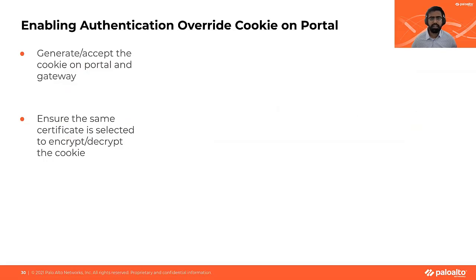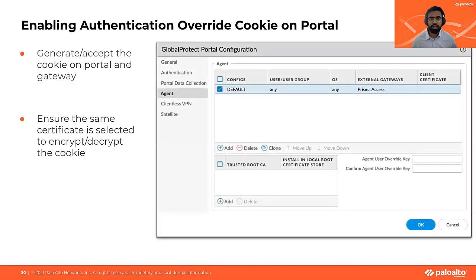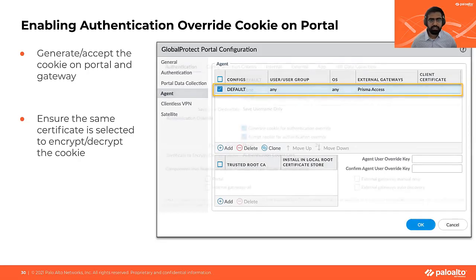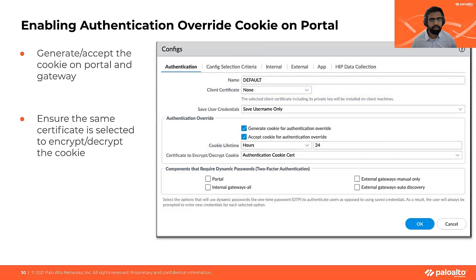Now, let's take a look at how to enable the authentication override cookie on the portal. You can navigate to the setting by going to Network, Portal, Agent, Configuration, and then Authentication, as you can see on the screenshot. On the portal, you could generate and accept the cookie for authentication override by selecting the checkboxes visible in the portal client authentication configuration. By selecting Generate Cookie for Authentication Override, this will allow the portal to generate encrypted endpoint-specific cookies.